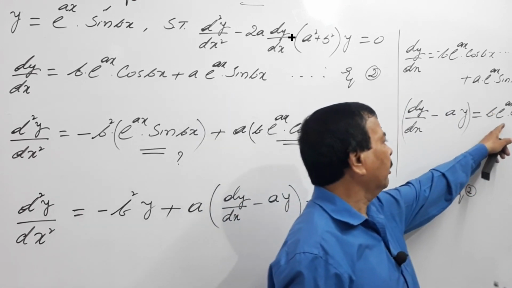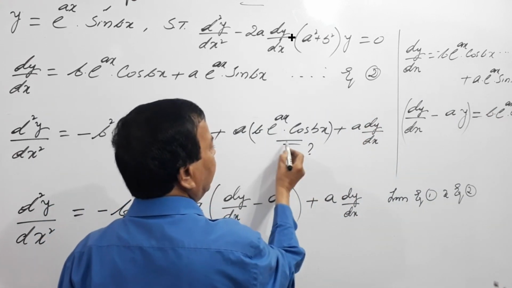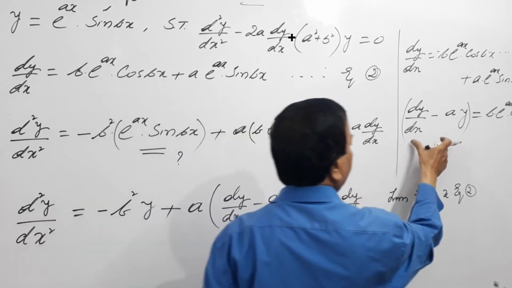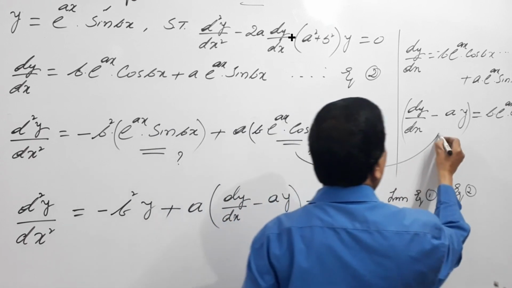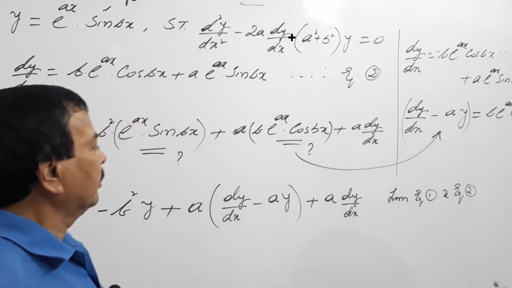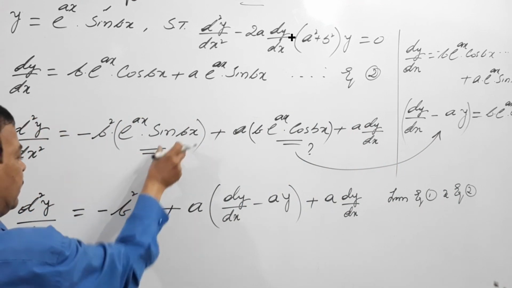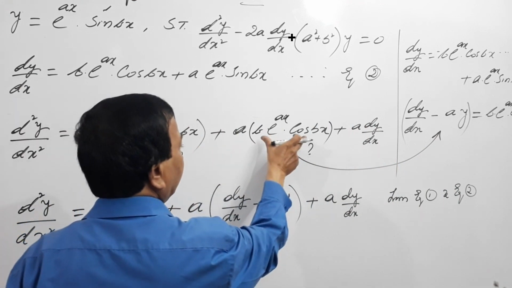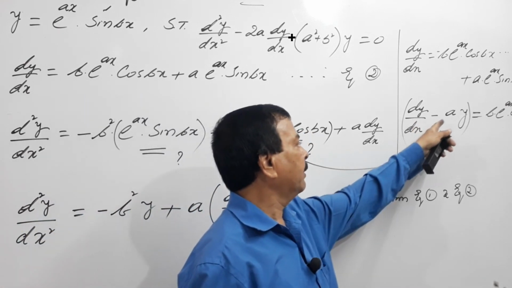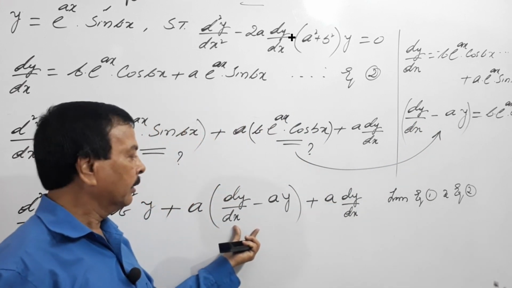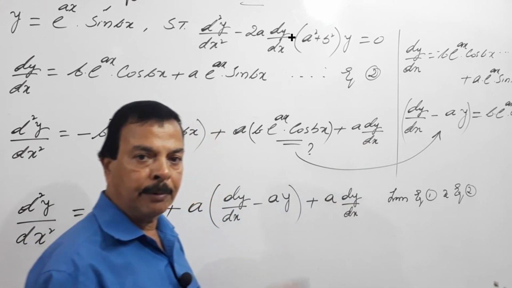What is b into e to the power of ax cos bx? So what is this? b into e to the power of ax into cos bx is nothing but dy by dx minus ay. Look at this. So finally what happens? This becomes minus b square y. This is b square y. And b into e to the power of ax cos bx is nothing but dy by dx minus ay. That's what I replaced here. So plus a into dy by dx. Okay, friends, am I clear?